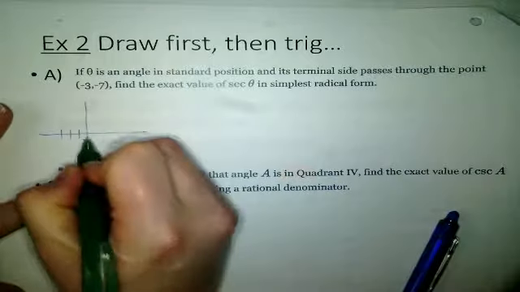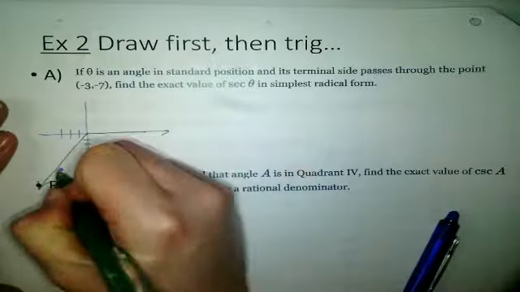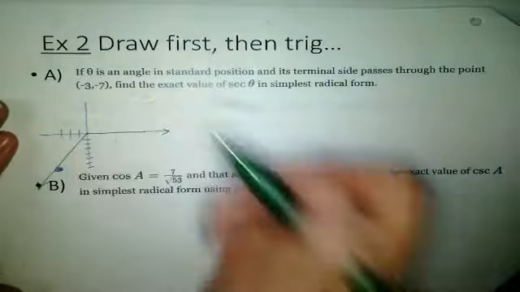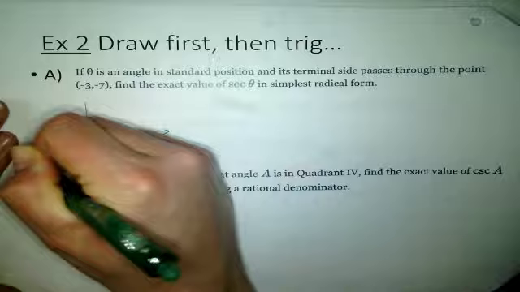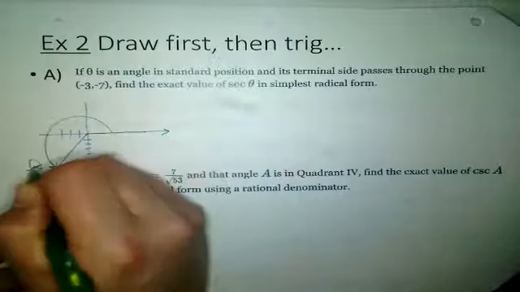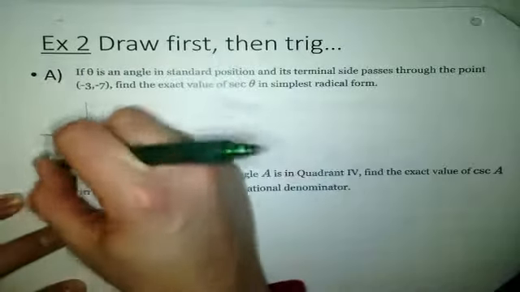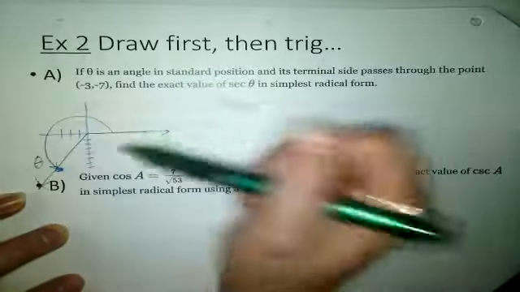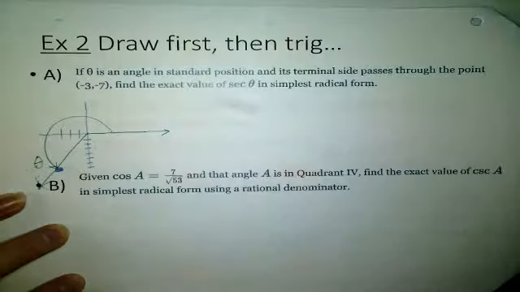So my angle in standard position starts here. Whoops, missed. Oh, it's a sliding point. Look at that, magic. All right, so here is angle theta. Theta, not Q. There we go, there's our angle theta. And so it looks like it's terminating in quadrant 3, which is wonderful.